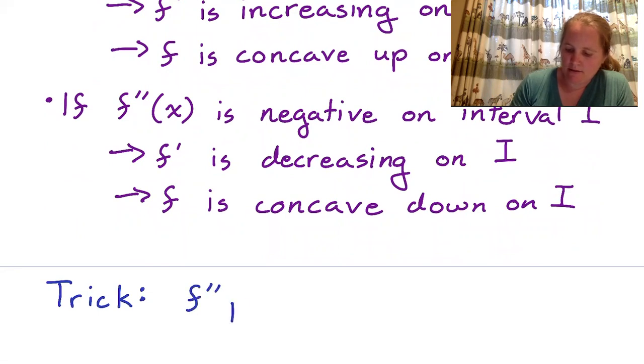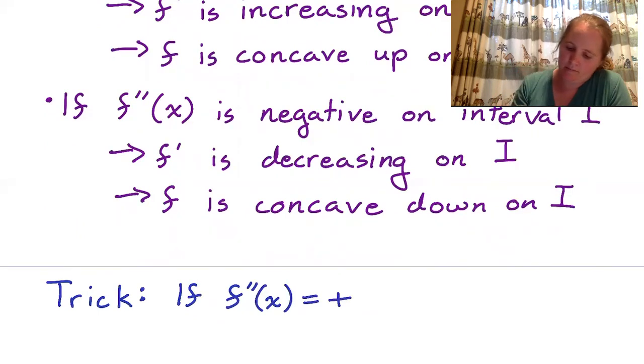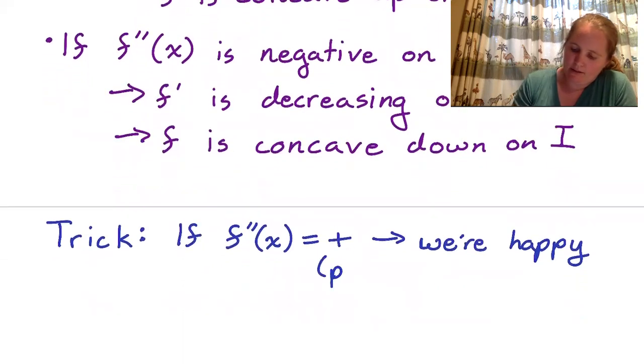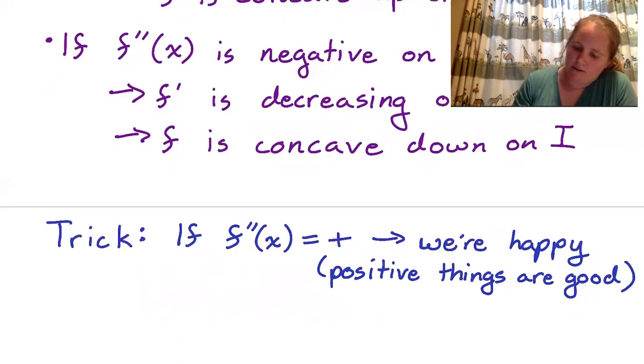F double prime positive. So if f double prime of x is a positive number, then it's a good thing. And positive things are good, it's happy. So if f double prime is positive, we're happy. Again, positive things are usually referred to as good. And so our function will look like a smile.